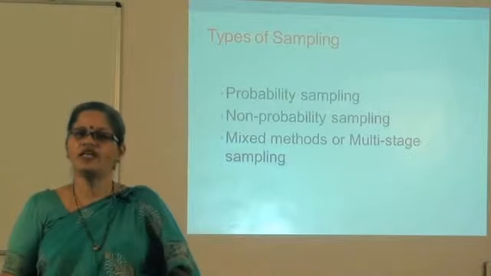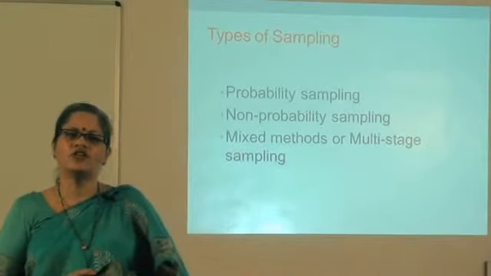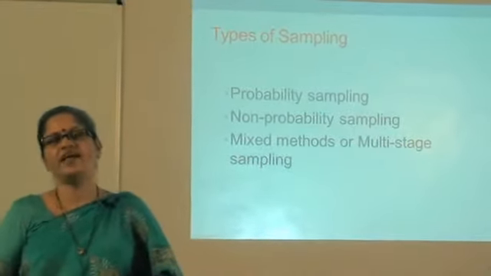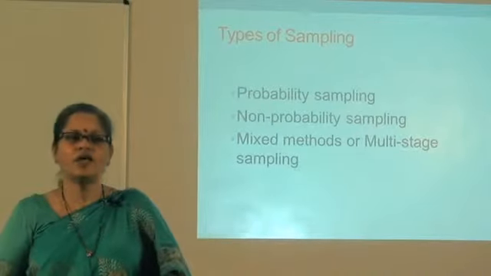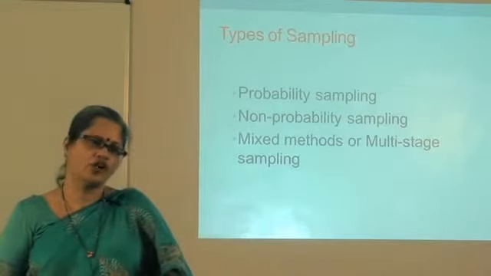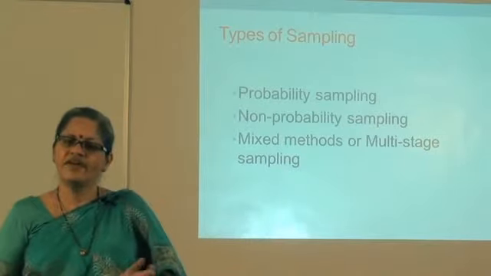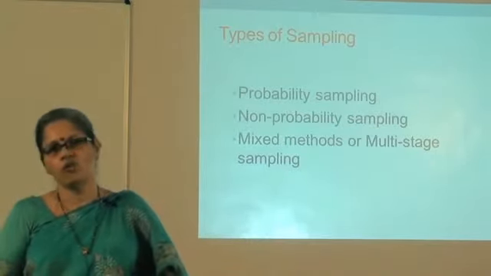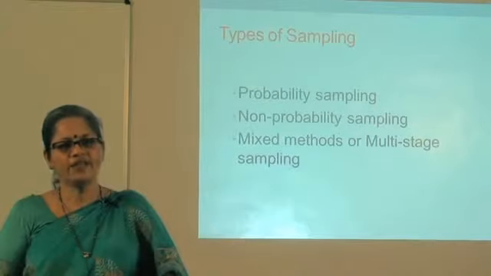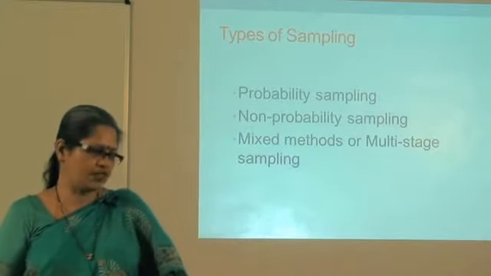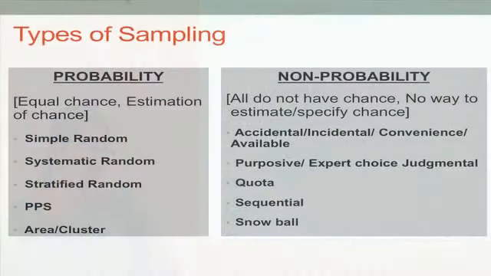So when we are following the probability principles, we are going for probability sampling, and when we are not following the probability principles, we are going for non-probability sampling. And the third thing is where we have the combination of both the types, that is probability sampling as well as non-probability sampling. So we go for probability sampling. Equal chance for each one to get selected in the sample.